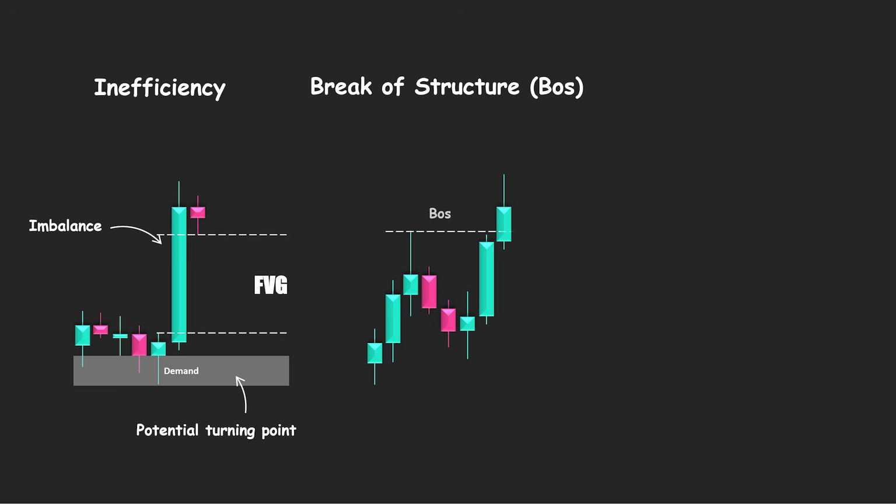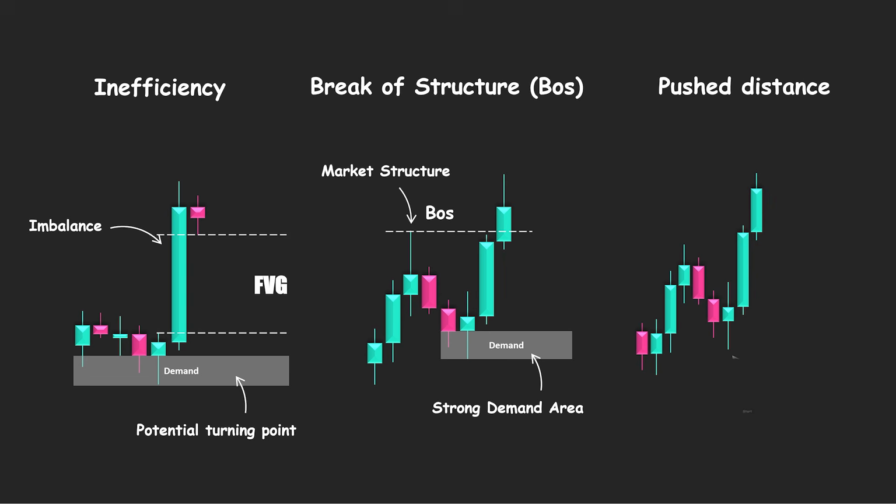Break of structure, BOS, happens when the price moves past a key support or resistance level, indicating a shift in market sentiment and confirming the potential strength of the supply or demand zone. Every time price breaks a structure level, it signals a potential trend continuation.